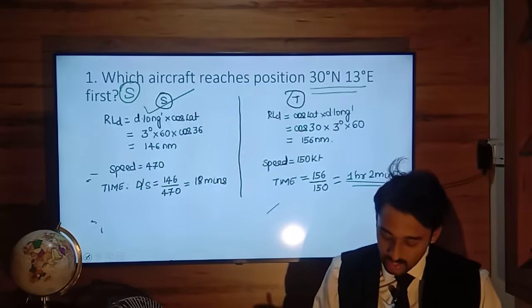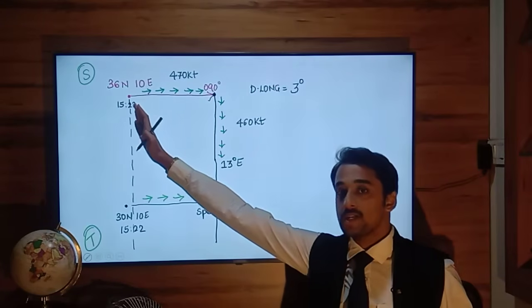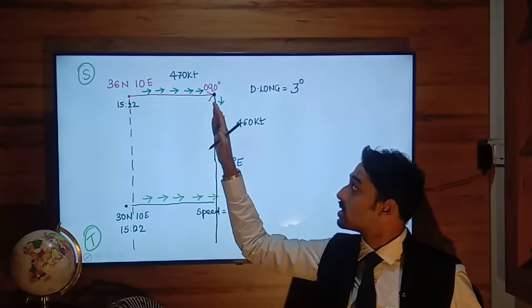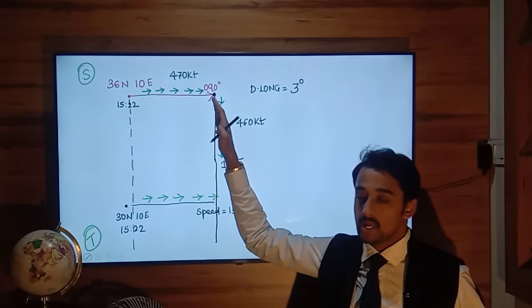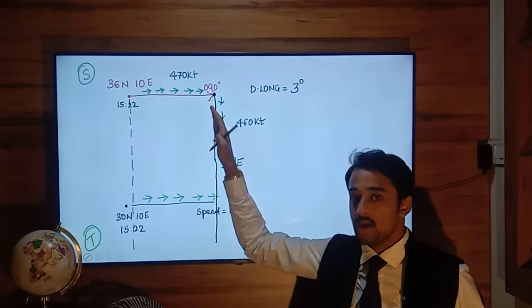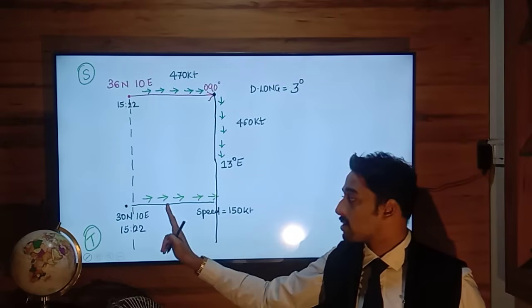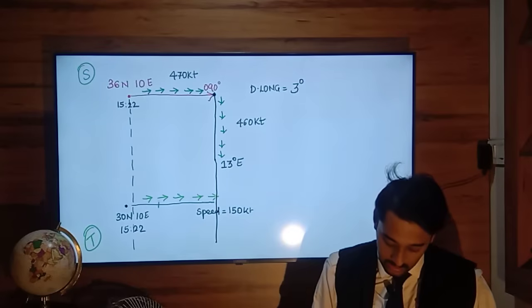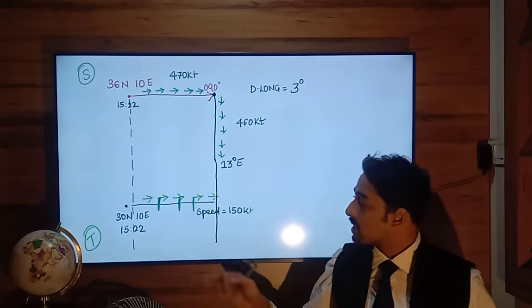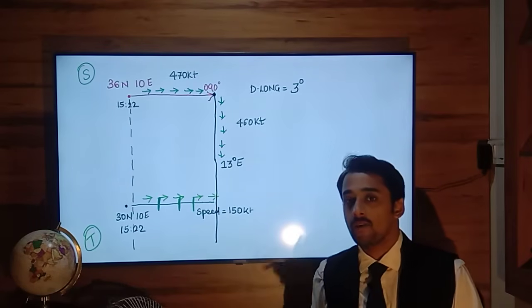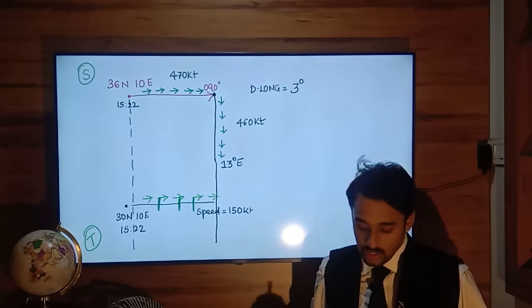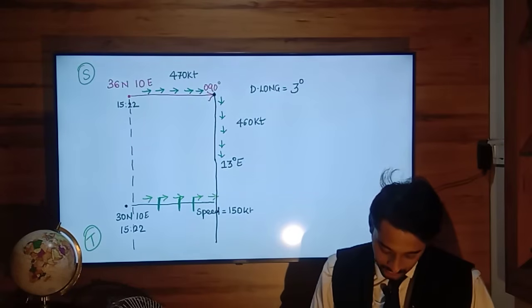So look at this diagram. Aircraft S will start from here and reach this longitude at 18 minutes. After 18 minutes, where will this aircraft Tango be? Will it be somewhere here? Will it be here? Will it be at this longitude? Which longitude will aircraft Tango be at? That is what we have to find out.